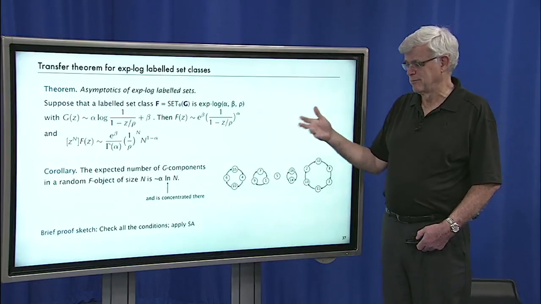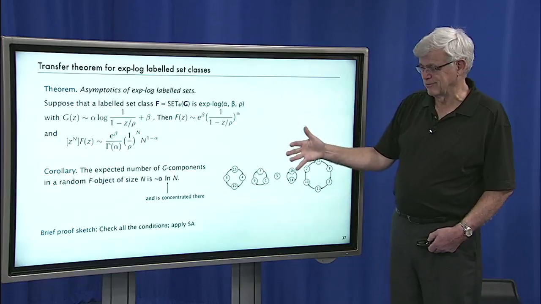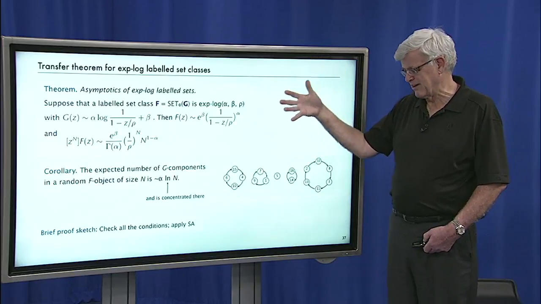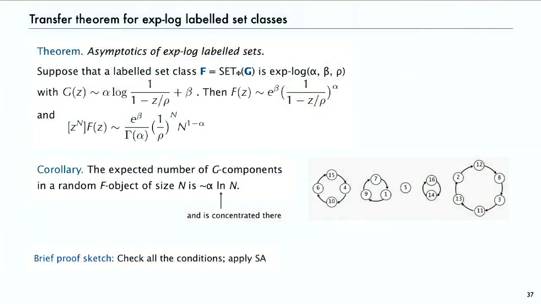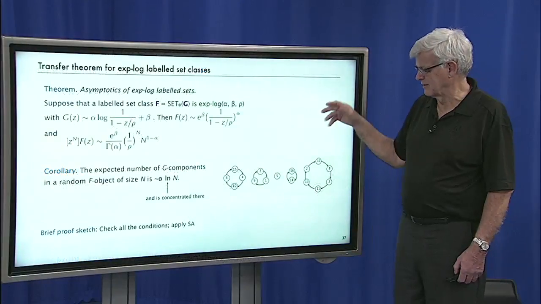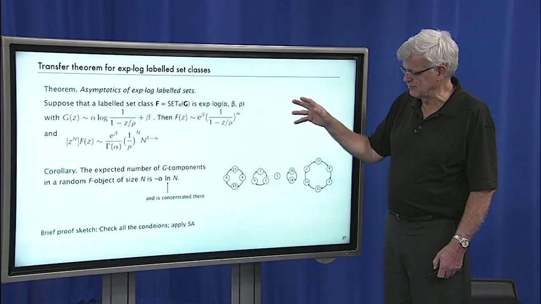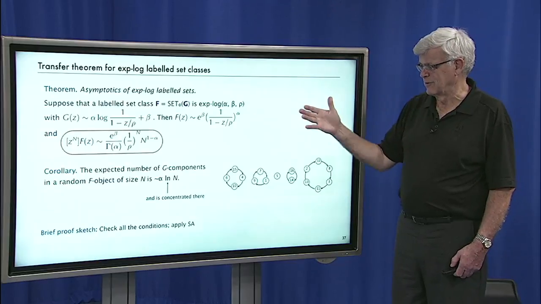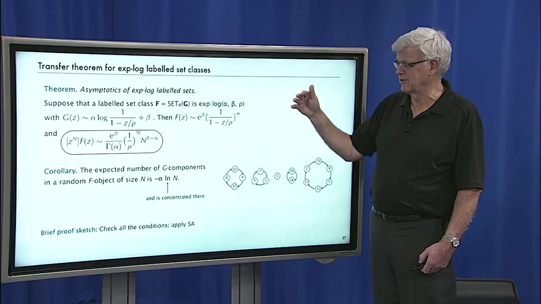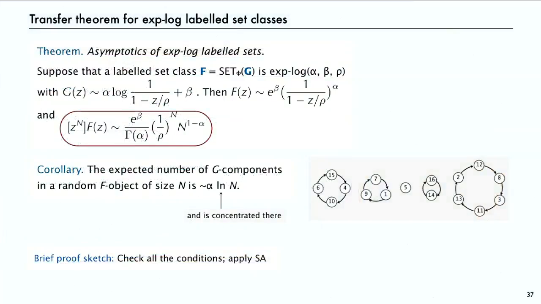In extremely brief proof sketch, really not at all, it's really those conditions match up with the basic singularity analysis process, and it's just applying the singularity analysis in this general setting. And you can see that the conditions of delta analyticity and so forth match up, so I'm not going to go through that detail. So most people for applications are just going to remember that one formula. Going to need to remember just that one formula for xlog labeled set classes.